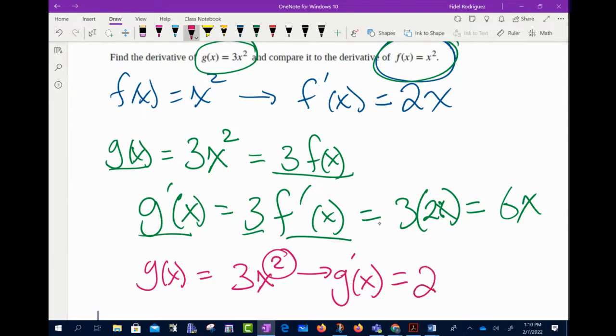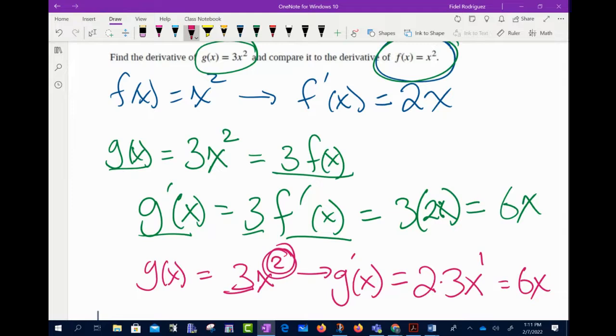Okay, so I'm going to bring it down to the front. What number did I already have here? A 3. So I'm going to leave that 3 there. Because why? Because it was there. I can't get rid of it. What do we do with our power? Hold on. What do we do with our power when we're taking our derivative? Subtract by 1. What's 2 times 3x?